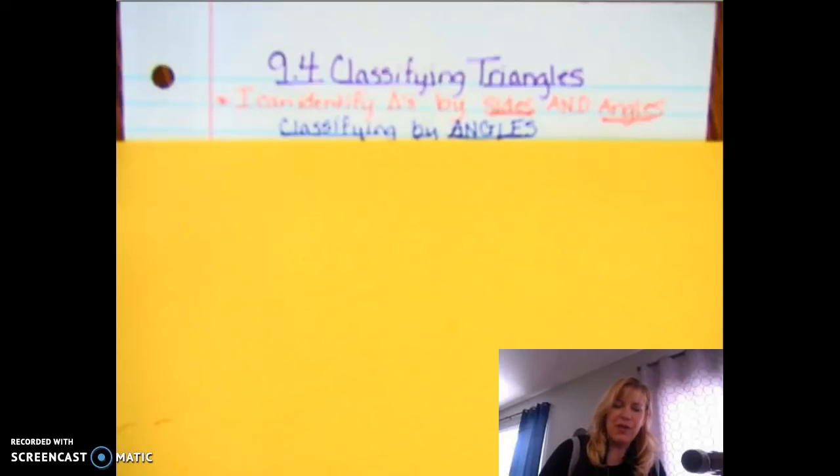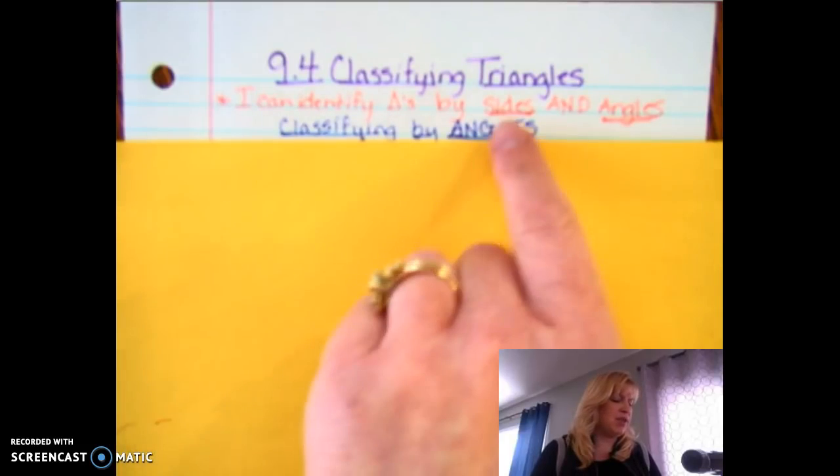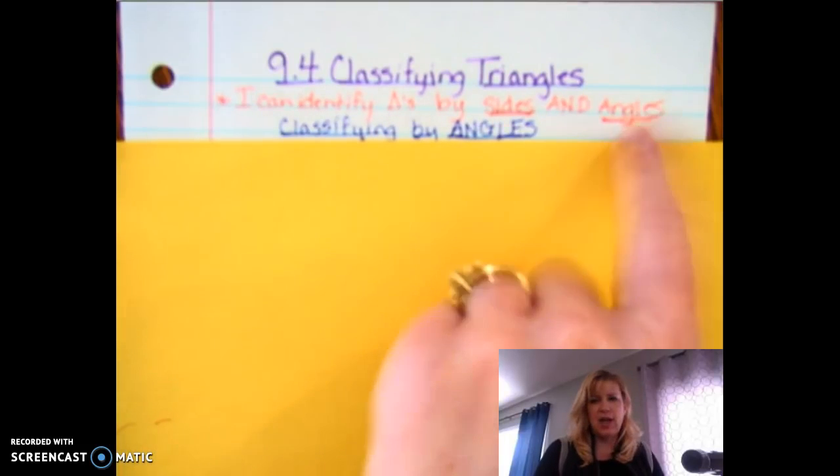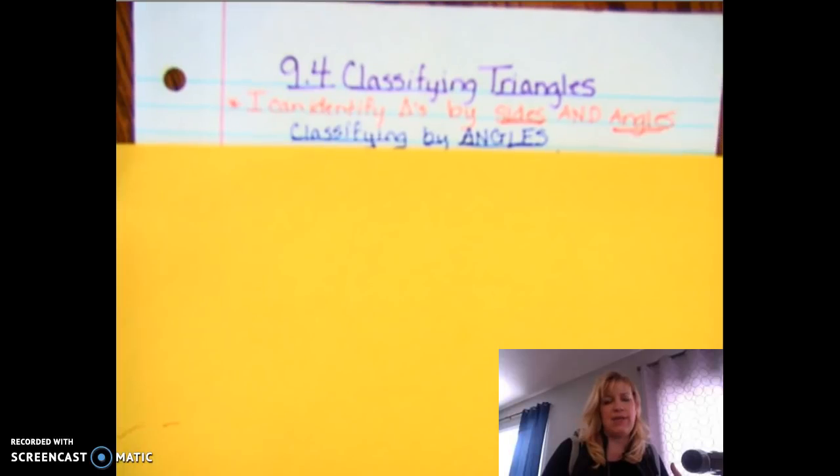Okay, we are going to be working with a concept today that I feel like this class is going to catch on to really quickly. It will be important that you remember the vocabulary. And also, if you look at our learning target, we're going to learn to identify triangles by both sides and angles. They're two completely different ways to classify, and triangles can usually be identified in either way.